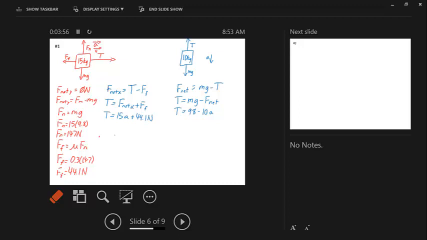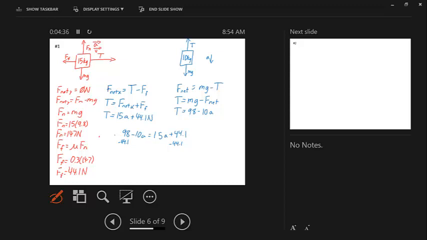Now I'm gonna plug one into the other, right? So I can take this tension and plug it into here, and I can say 98 minus 10A is gonna be equal to 15A plus 44.1. So we're solving for A. We're gonna subtract 44.1. Hold on, keep those two tensions together. Correct, because the tension is all the same, yes.